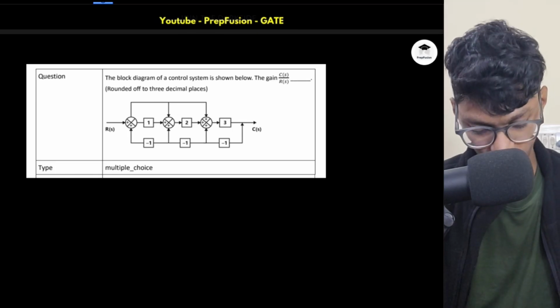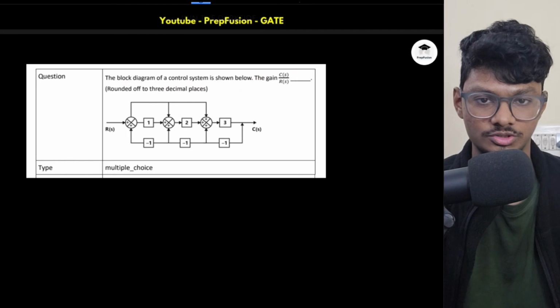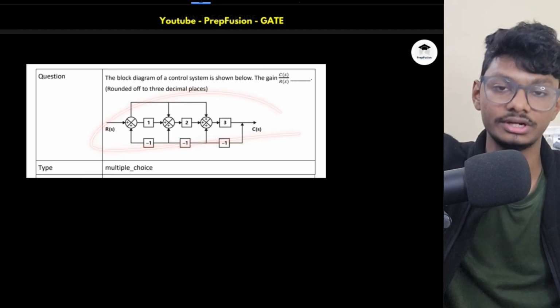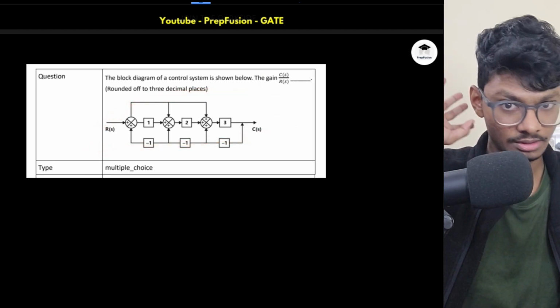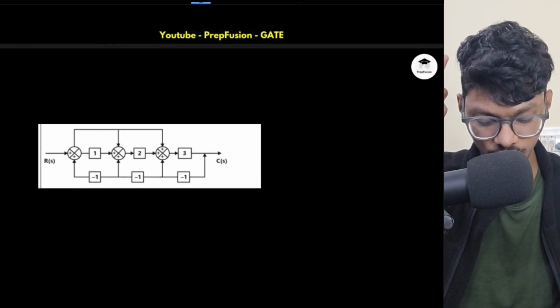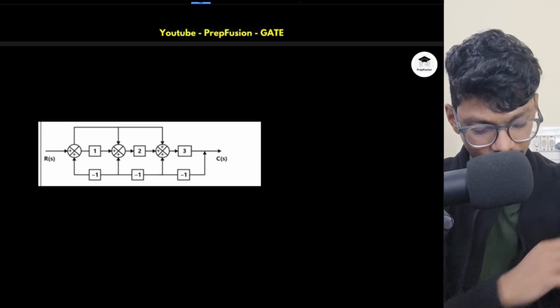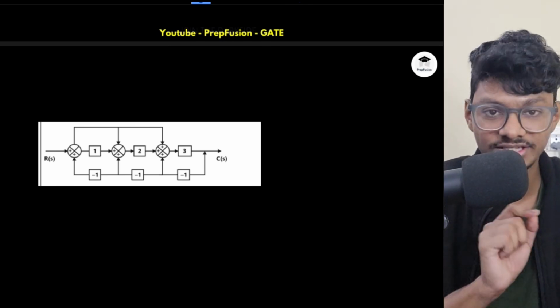Let's solve this question. The block diagram of a control system is shown. The gain C by R will be equal to what? So whenever you have to find C by R and a block diagram is shown, you never solve using block diagram reduction techniques. You just solve using my method, whatever I will teach you. So first of all, step 1 is drawing the block diagram. Once you draw the block diagram, you just annotate on the block diagram what each point is equal to.